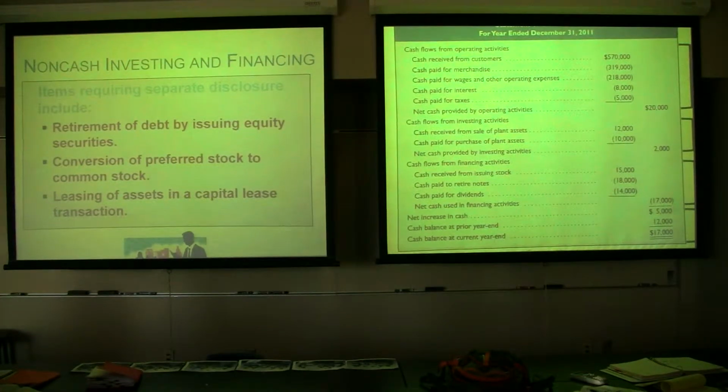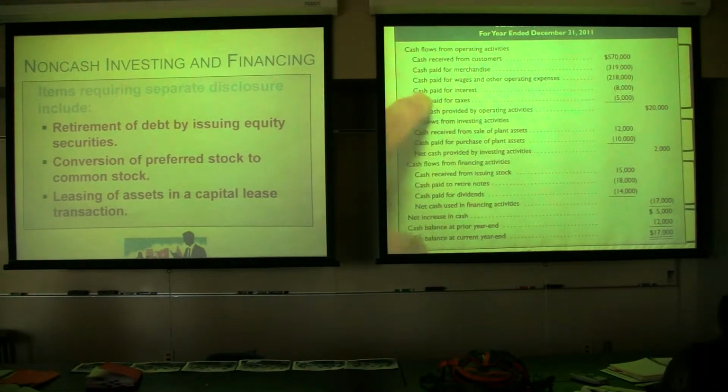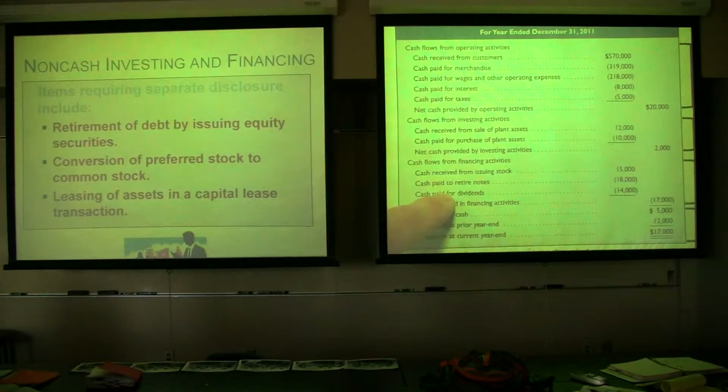So in summary then, what we did here is we're dealing with the statement of cash flows. And the statement of cash flows has 3 sections.